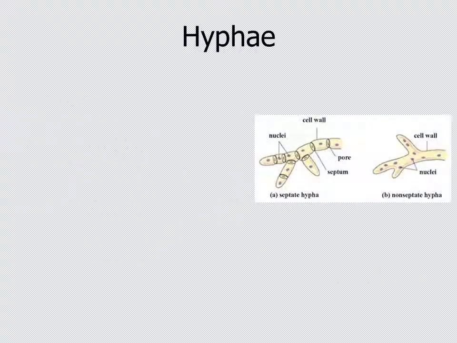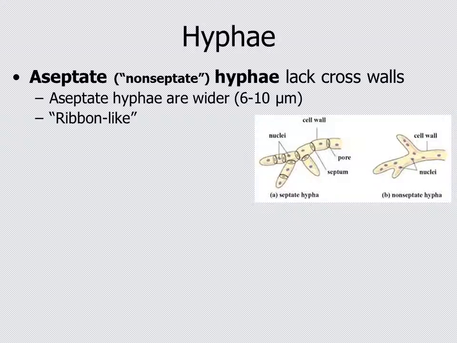Hyphae are characteristic structures found in molds. When you look at them, they're somewhat reminiscent of roots on a plant. They're not roots, they're hyphae. It comes in a couple varieties. One is called aseptate hyphae. A, of course, means lacking or without, so lacking septum, or non-septate is sometimes used by individuals.